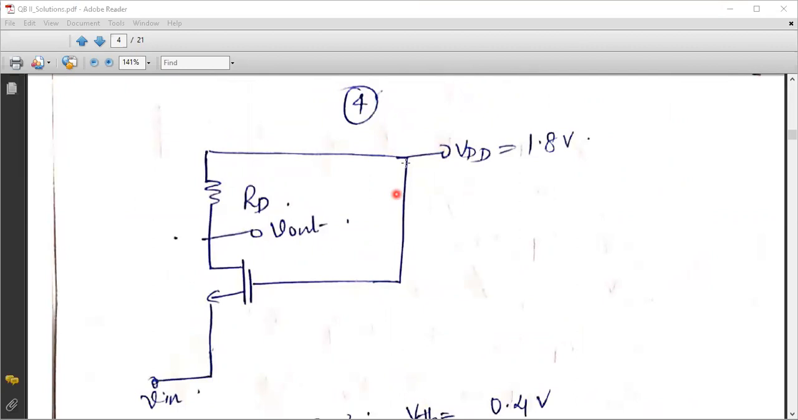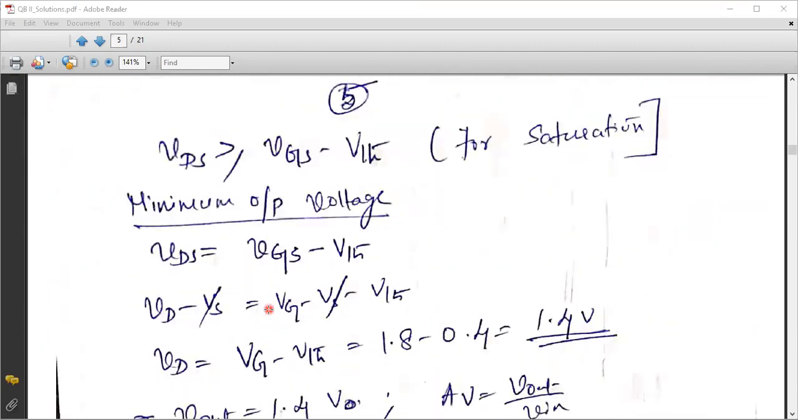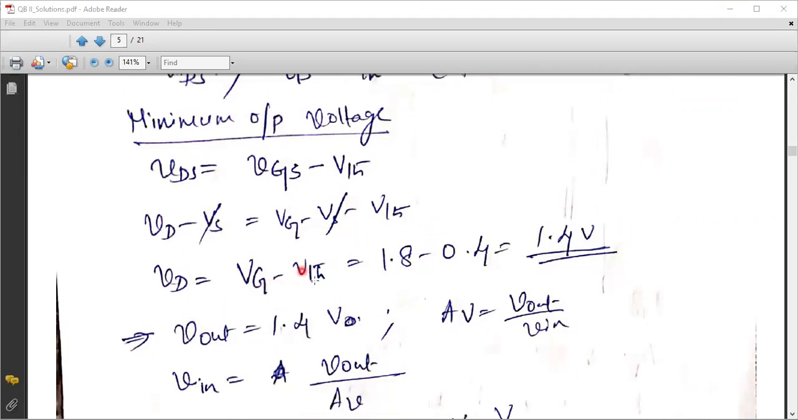If you observe the circuit diagram, it is understood that the supply voltage is given to the gate terminal. So VG can be substituted as 1.8 and VTH is given in the question as 0.4, the threshold voltage. So 1.8 minus 0.4 will be 1.4 volt. So this is the minimum voltage that we need to maintain at the drain terminal. And from the drain terminal, we are actually taking our output. So this can be called the output voltage. So the output voltage is 1.4.